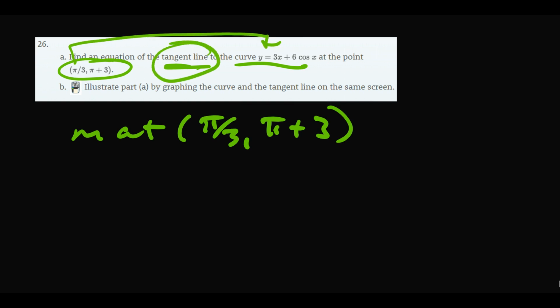Every time you see tangent line, you're going to take derivatives. So let's write down what y is. y is 3x plus 6 cosine x.